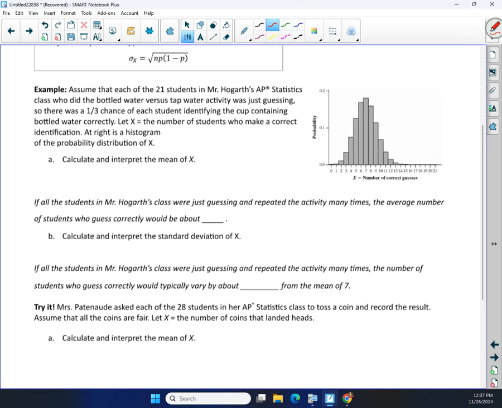Calculate the mean. The mean, which is also the expected value, ignore that X, that should be our mu symbol, equals N times P, which is 21 times 1/3, which is 7. So if all students in Mr. Hogwarts class are just guessing and repeated the activity many times, the average number of students who guessed correctly was about 7.